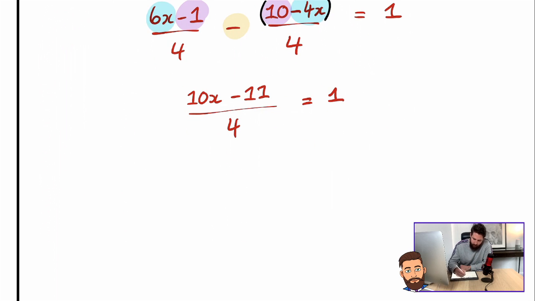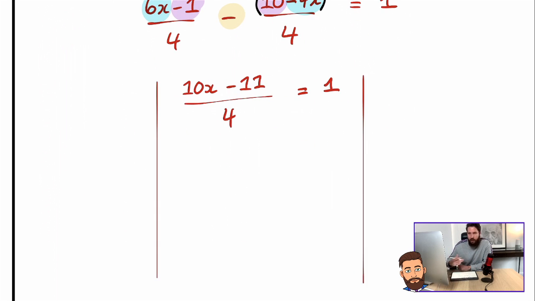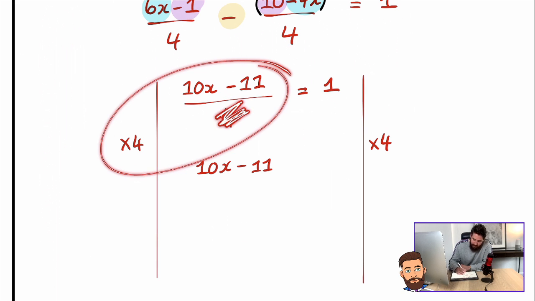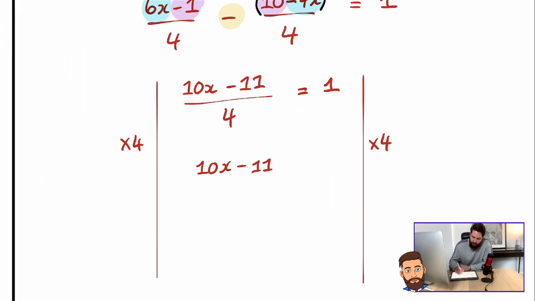Now we can solve using our steps from the previous examples 1, 2, and 3. The first thing we would like to deal with here is this minus divide by 4. To get rid of a divide by 4, we can times by 4. Again, that would leave me with 10x minus 11. You do not times the top by 4 because, as I discussed, when you times this side by 4, you are essentially just cancelling out that 4 at the bottom. So you're left with simply the top. Timesing this side by 4, 1 times 4 equals 4.